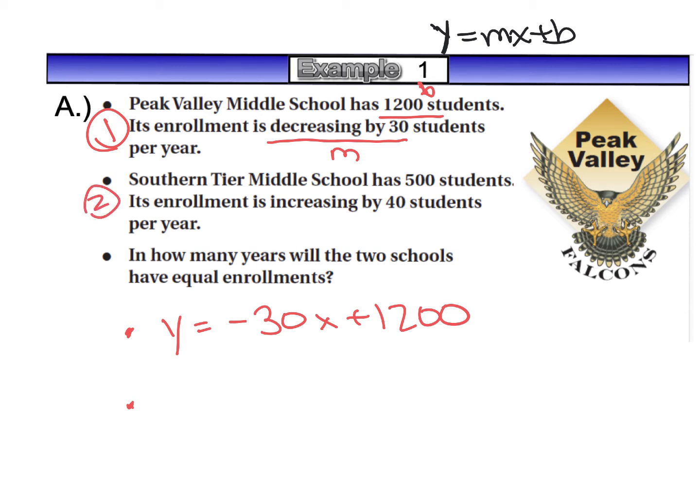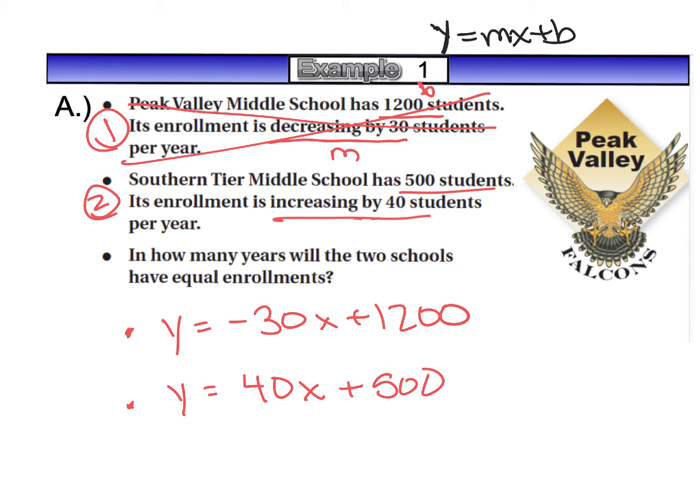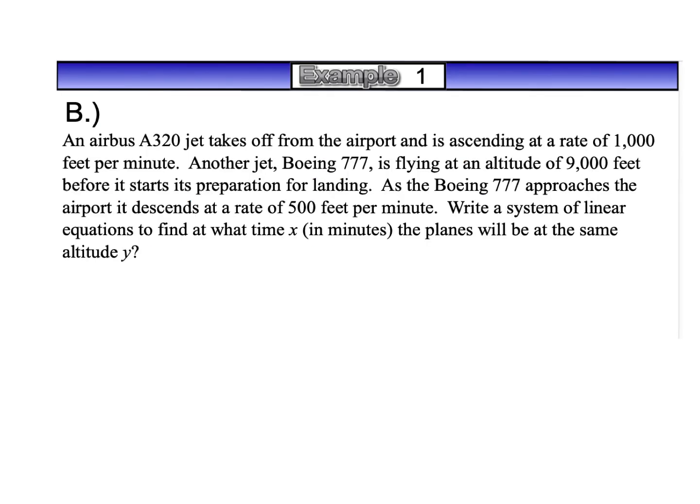Our second equation is going to be Southern Tier Middle School. We're basically done with this. Don't think about it anymore. Southern Tier Middle School has 500 students. Its enrollment is increasing by 40 students per year. So y equals, again, increasing by 40 students, so that's 40x. And it started with 500, plus 500. That's all we're going to do. We're not worried about this last question. We just need to make sure we have two equations. So let's do the next one.